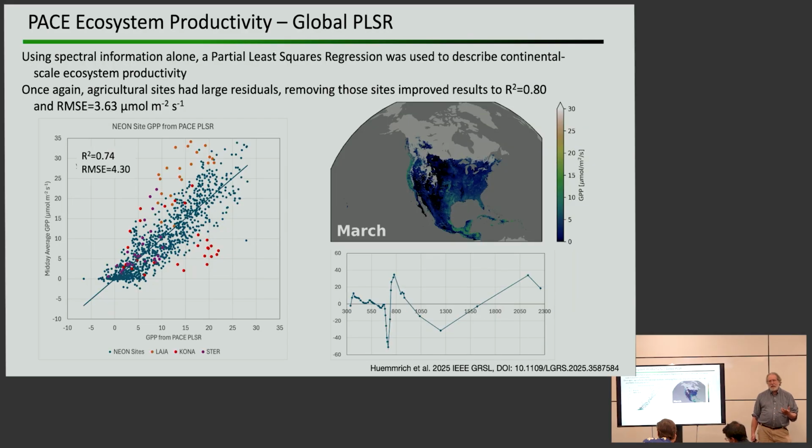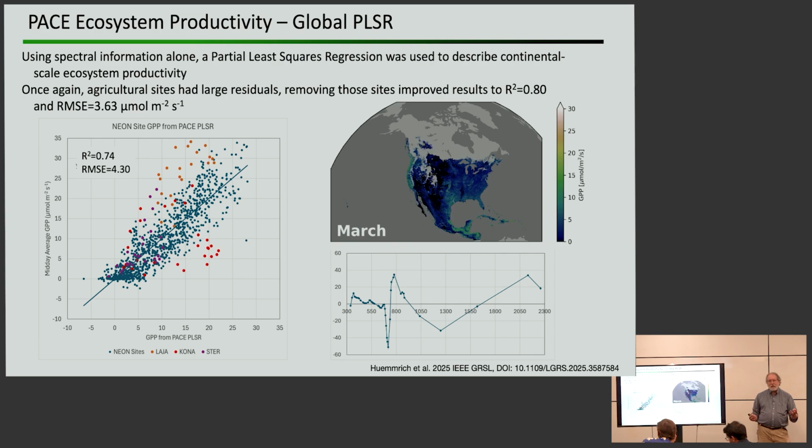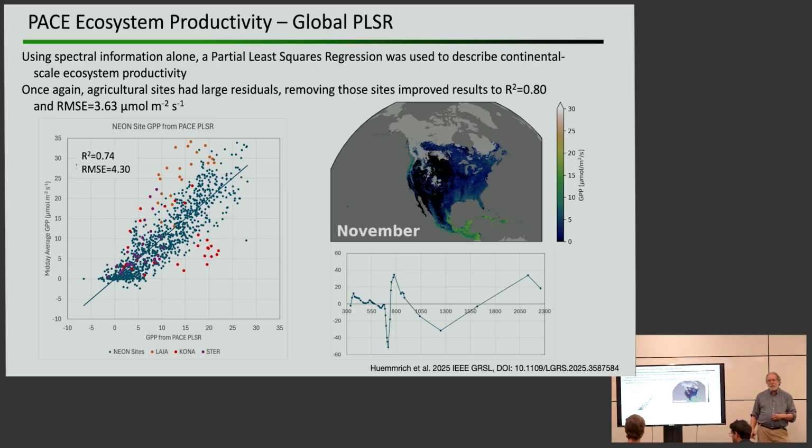But we can do better than that because we've got all these other spectral bands. So here, what I've done is I've done a partial least squares regression on all of these bands and got this result. Now, for all of the points, it's an R squared of 0.74, and if you take out the agricultural sites, it goes up to 0.8. So, we're getting really pretty good results here.